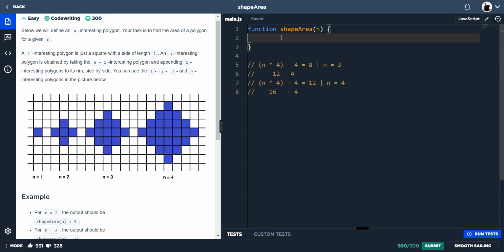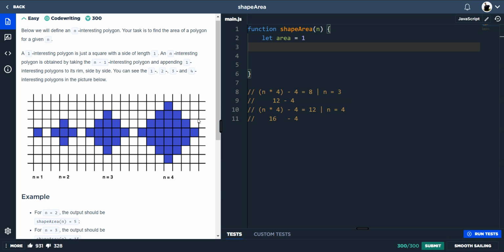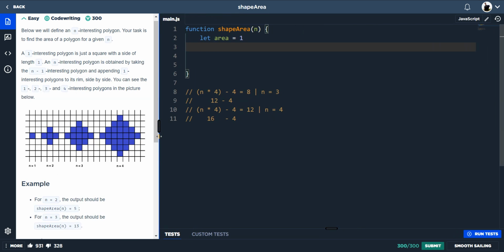So if we write all this out into the actual function, we will always know that the area is going to equal 1, because when n is equal to 1, the area is always equal to 1. And now we need to loop through n, because every time, say for instance, n is equal to 3, we need to add this area onto sort of this little logic that we've got here.